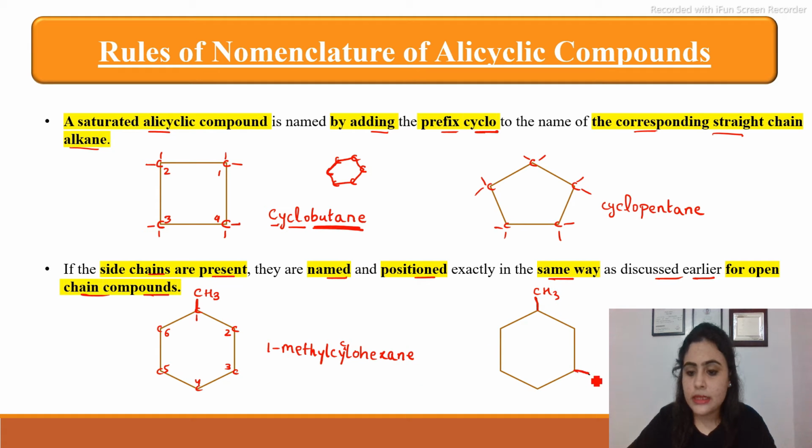Here there is another methyl substituent, CH3. So I'll write 1, 2, 3. If I number from here also, 2, 3, 4, 5, then this methyl group will get the fifth numbering, which is against the rule. All the substituents should get the lowest numbering possible. So we'll number from this side: 1, 2, 3, 4, 5, 6. So it will be 1,3-dimethylcyclohexane.